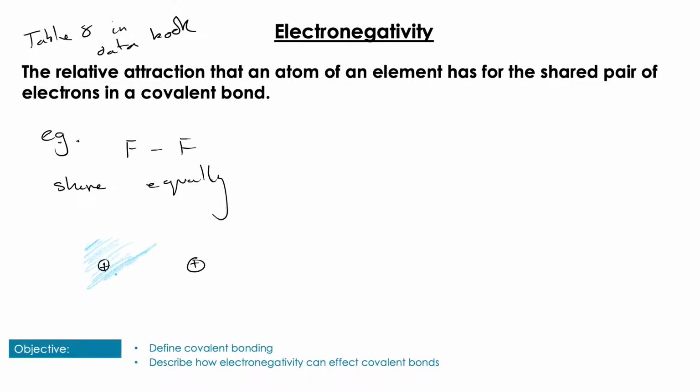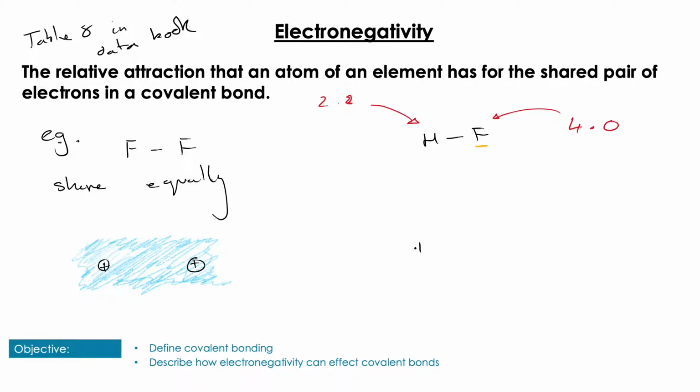For example, if we have fluorine and fluorine, the electron cloud is going to be shared equally over both nuclei, as they both have the same value for electronegativity. However, if we look at HF and we look at Table 8, we see that fluorine has a much higher value of electronegativity, and so therefore the electrons lie much closer to the fluorine atom, and this gives us an unbalanced electron cloud which lies towards the fluorine.